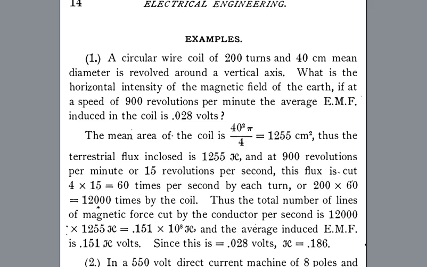and at 900 revolutions per minute, or 15 revolutions per second, this flux is cut 4 times 15, or 60 times per second by each turn, or 200 times 60 = 12,000 times by the coil. Thus, the total number of lines of magnetic force cut by the conductor per second is 12,000 times 1255 times x = 0.151 × 10^8 x, and the average induced electromotive force is 0.151 x volts. Since this is 0.028 volts, x = 0.186.